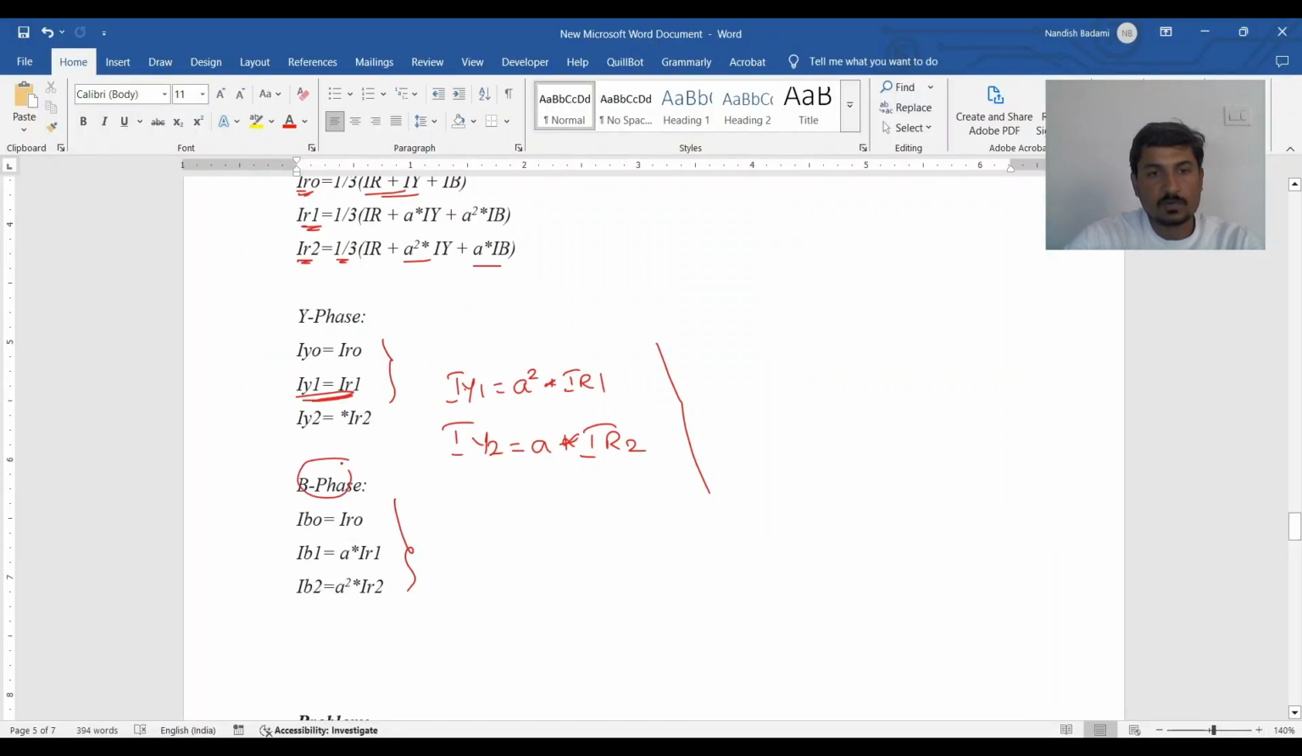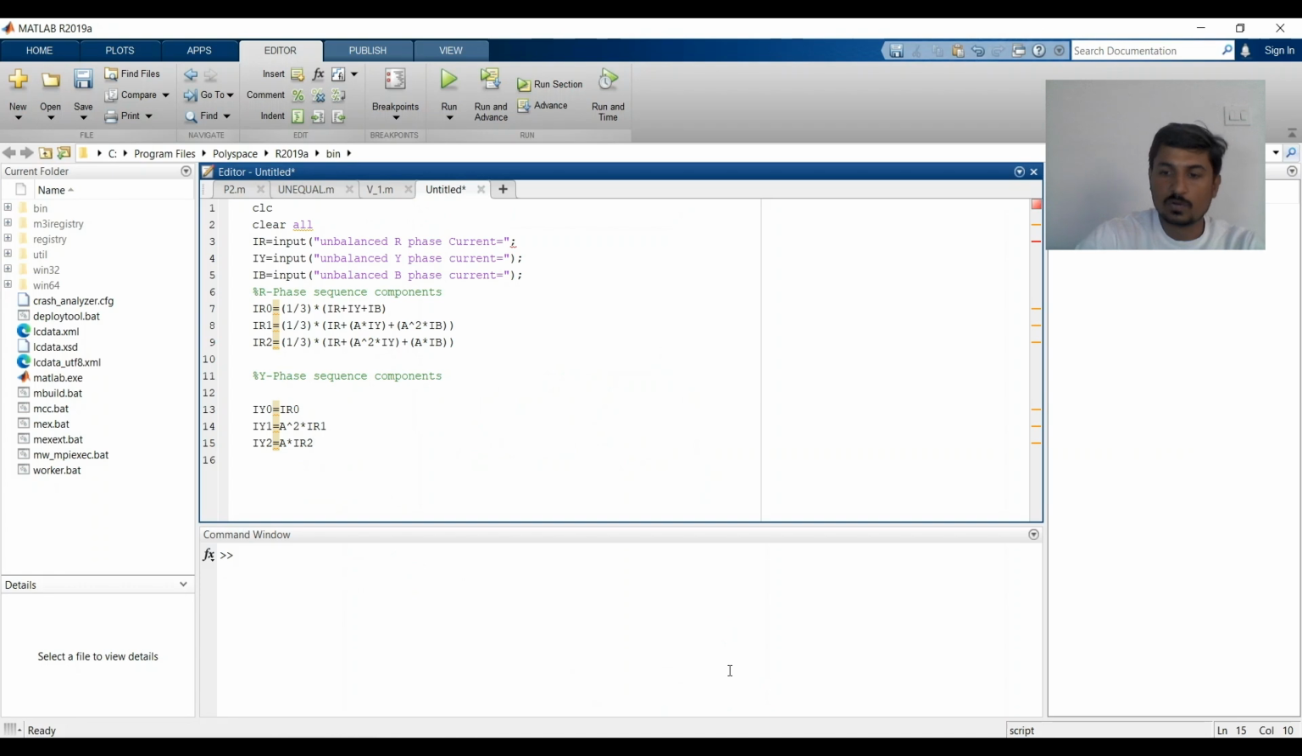Similarly, we can calculate for the B phase. B phase again, IB naught is equal to IR naught. Moving on to the B phase, these are the command lines that we are typing here, which are not being executed. Now, IB naught is equal to IR naught.